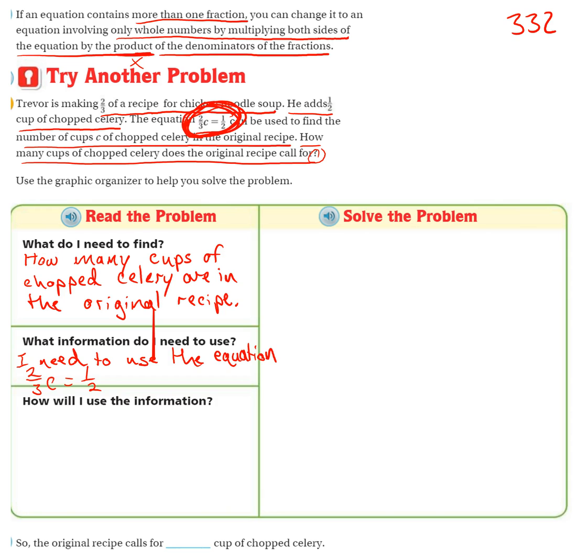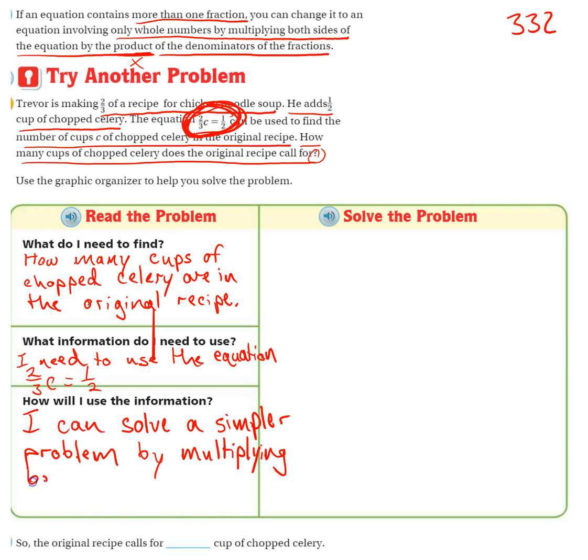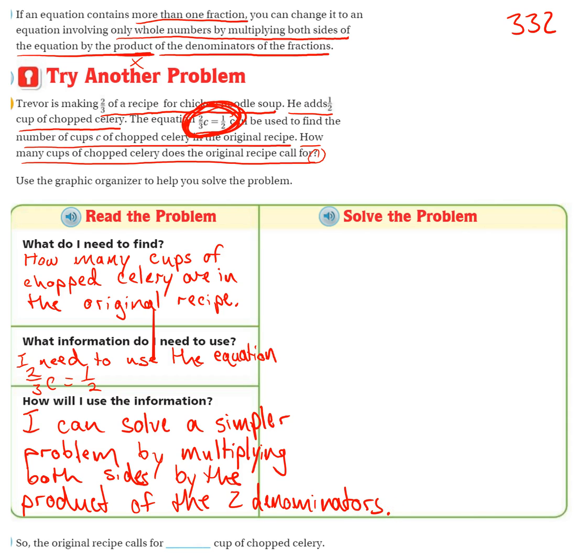How will I use the information? I can solve a simpler problem by multiplying both sides by the product of the two denominators. Okay, so let's do that.